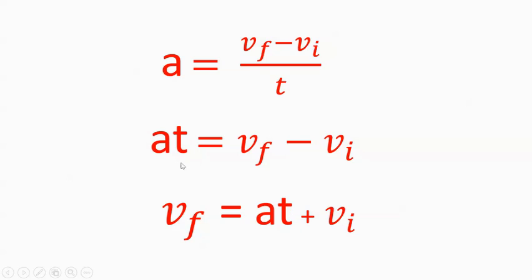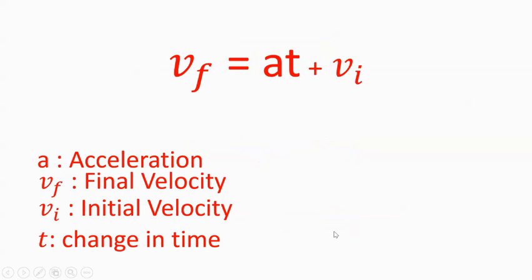We take the t over to the left side, multiply both sides by t. Then we add Vi to both sides, and you get Vf on a side by itself. So if you want to find the final velocity and you know everything else, then it's going to be acceleration multiplied by time plus the initial velocity. So there you go. If you need to write that down in your notebook, go ahead.